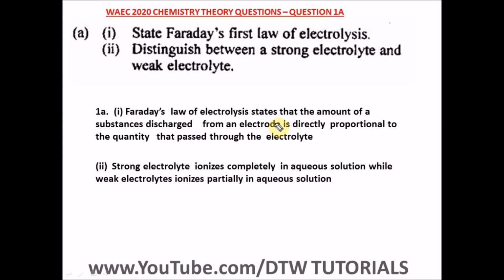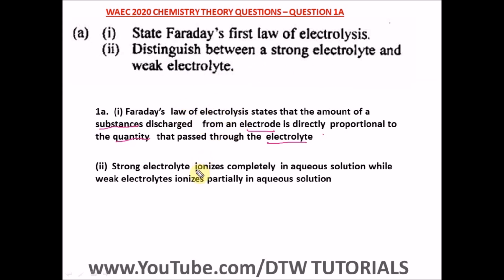Okay, so Faraday's first law is saying that the amount of substance that is discharged at the electrode, that is anode or cathode, either hydrogen or chlorine, whatever substance is discharged here, the amount of that substance is directly proportional to the quantity of electricity that is passed through the electrolyte. So for Faraday's first law, we're talking about the substances discharged and the quantity of electricity passing through the electrolyte.